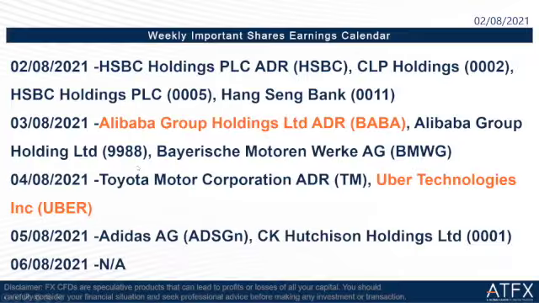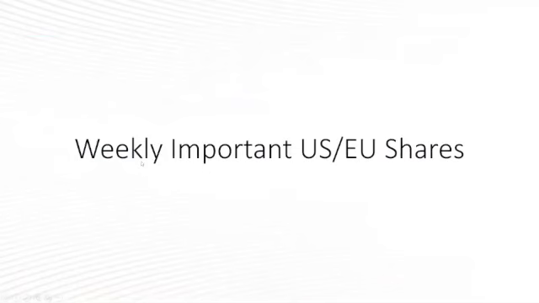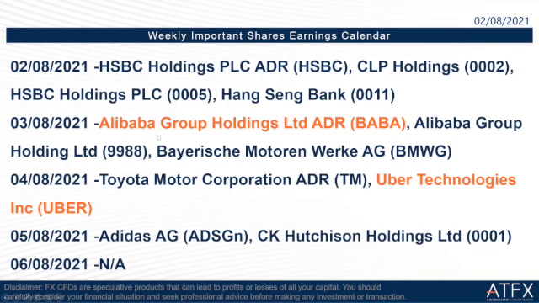The next part is the weekly important US and EU shares for this week. There are quite a lot of companies releasing their annual reports this week, including some companies from Hong Kong shares, EU shares and US shares. I did a small piece of research regarding Alibaba Group Holdings and also Uber Technologies.